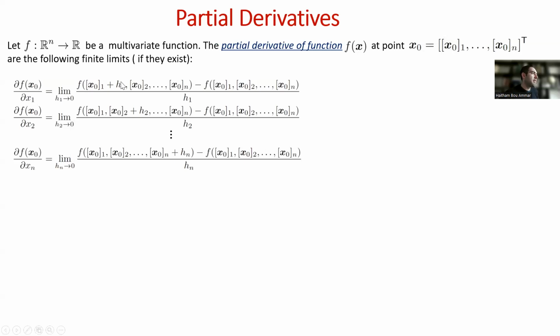So what we do, we basically fix all the other components except the first component. So we fix x02, x03, up to x0n. But we slightly change the first component. We write x01 plus h1. So this h1 is the displacement for the first component. And we compute the function at that point. And then we compute the difference of the function at that point, where we only do a slight displacement with respect to the first component, minus the value of the function at the point x0, and we divide that by the size of that displacement, h1.